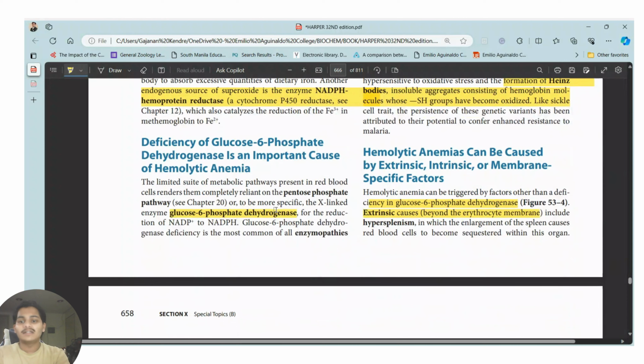That's it. Then hemolytic anemia. There are many types of hemolytic anemia, in which G6PD deficiency is the major one. What is G6PD? If you can remember, G6PD, or glucose-6-phosphate dehydrogenase, is the main enzyme in the pentose phosphate pathway for the reduction of NADP to NADPH.